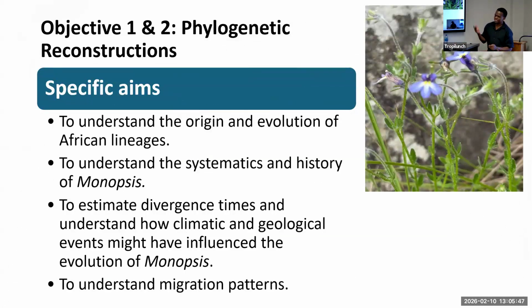And then for objective number one, we've got specific aims, where we're trying to understand the origin so that we can test hypothesis one. Also, Monopsis is a weird group because it hasn't been studied much, so we'll be trying to understand the relationships between species. According to Peter, a curator at the Paris Herbarium and one of our collaborators, some of the species look like hybrids, but no research has been done to confirm that.